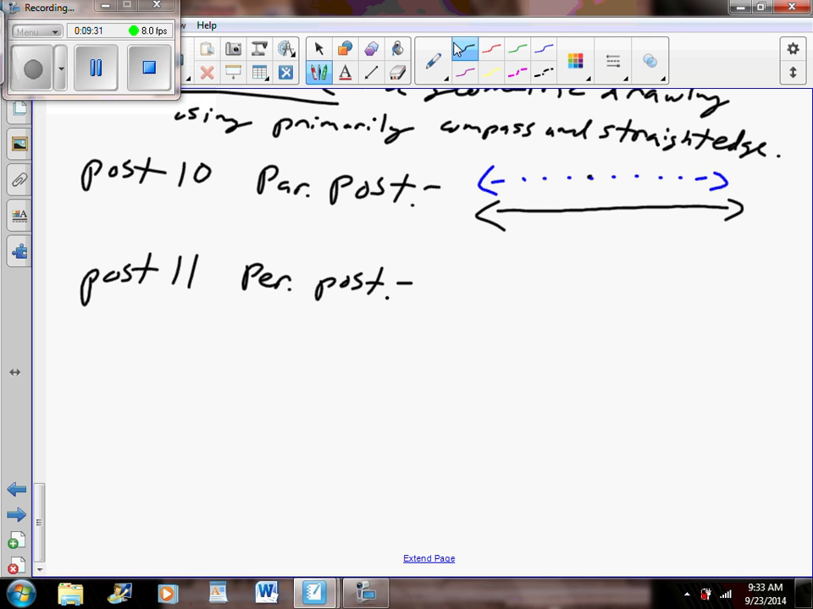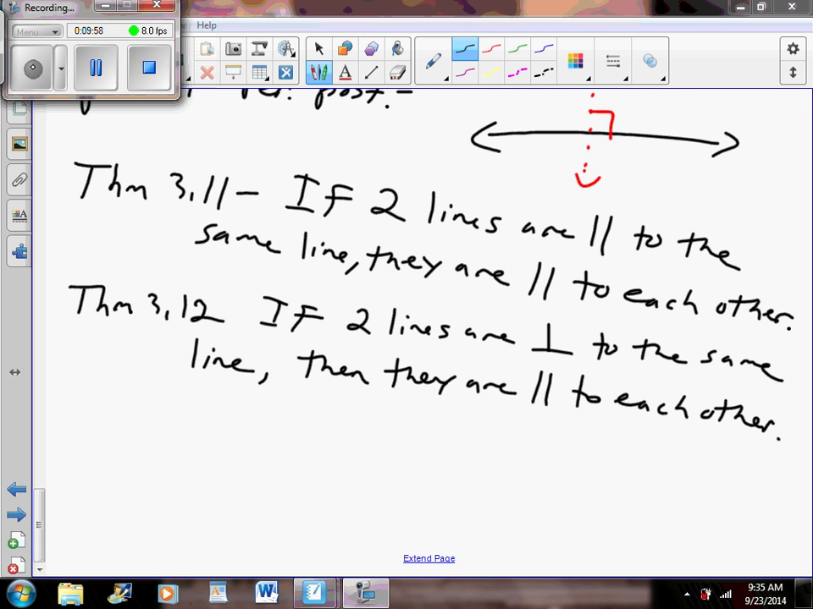So the perpendicular postulate says this: you've got some line, some point not on the line. It says that through that point I can draw exactly one perpendicular to the line. So through this point, there's exactly one line I can draw through it that's perpendicular to my given line here, okay?